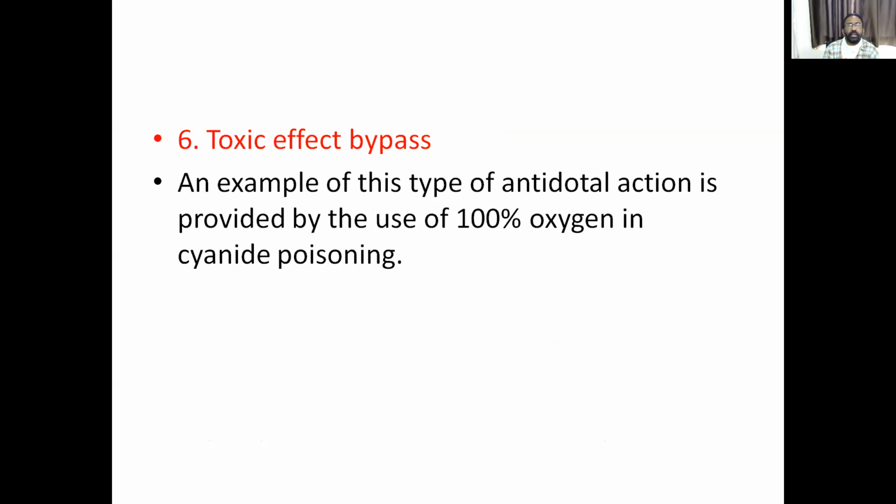And toxic effect bypass. Antidotes act in this way. For example, the antidotal action is provided by the use of 100% oxygen in case of cyanide poisoning or carbon monoxide poisoning. If a patient inhales carbon monoxide and you give 100% oxygen, the poisonous effect of the carbon monoxide will be bypassed by giving 100% oxygen. This is the toxic effect bypass. These are the 6 ways of action of antidotes.